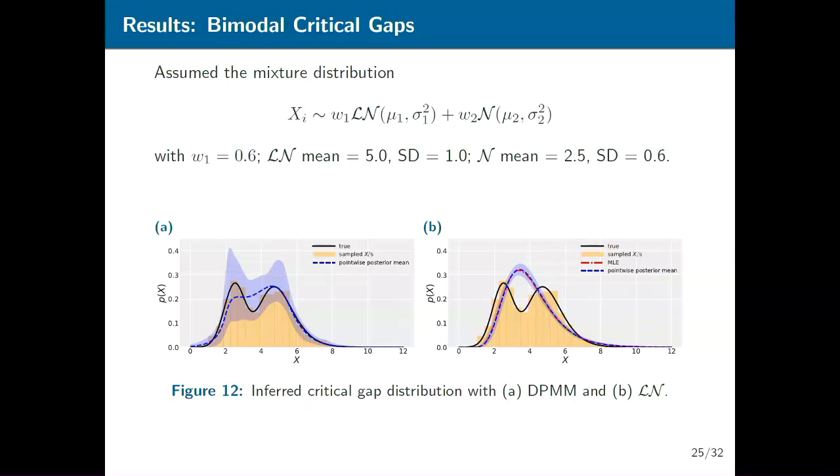Indeed, it doesn't look really neat, but the non-parametric prior, the Dirichlet process mixture prior, which is on the left over here, is able to pick out the two bumps, although there's quite a bit of uncertainty around the modes. The usual log normal assumption on the right is doing its best to fit the two bumps.